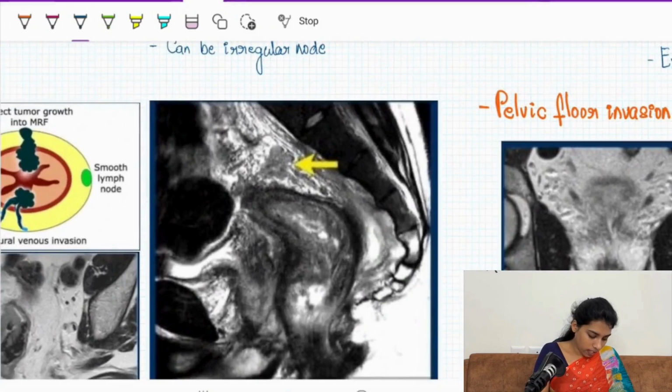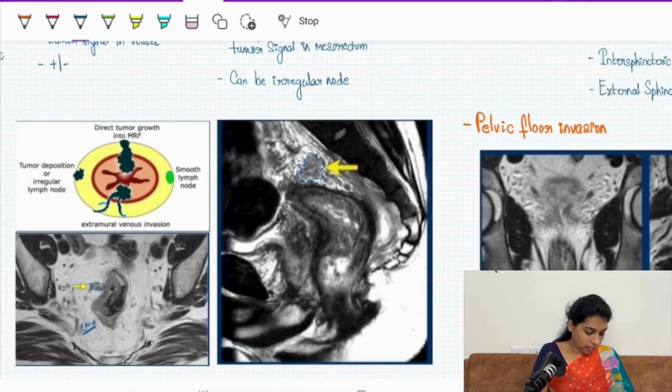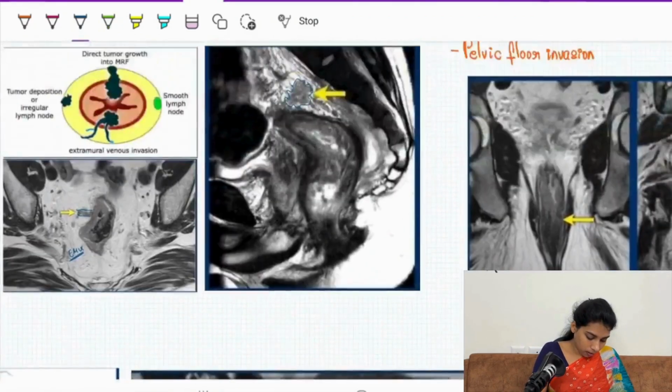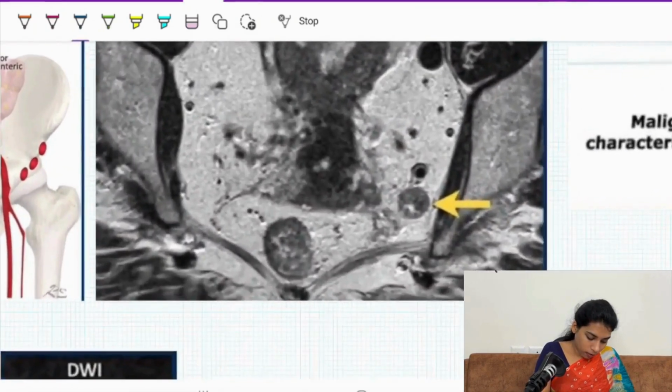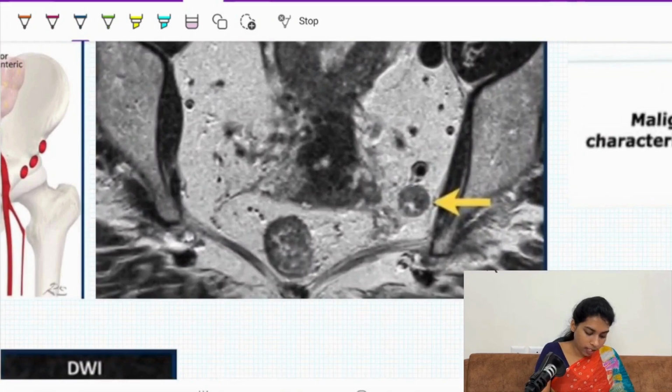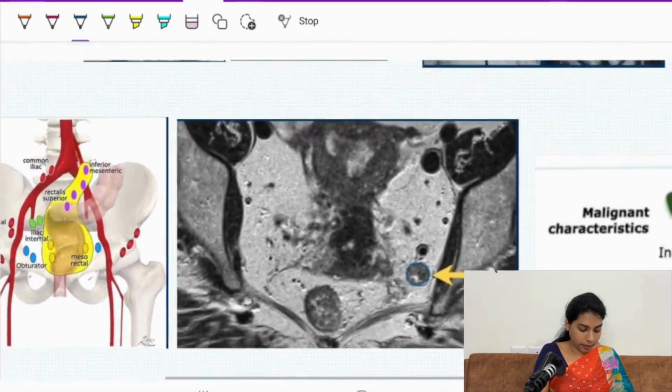So as you can see in this example, there is this tumor signal which is a very irregular shaped mass sitting in the posterior mesorectum. So this is what we call a tumor deposit, and we cannot differentiate if it's a tumor deposit or an irregular shaped node. And if it is very round with smooth margins, this is what we call an enlarged node. We'll talk about nodes in the next few minutes.